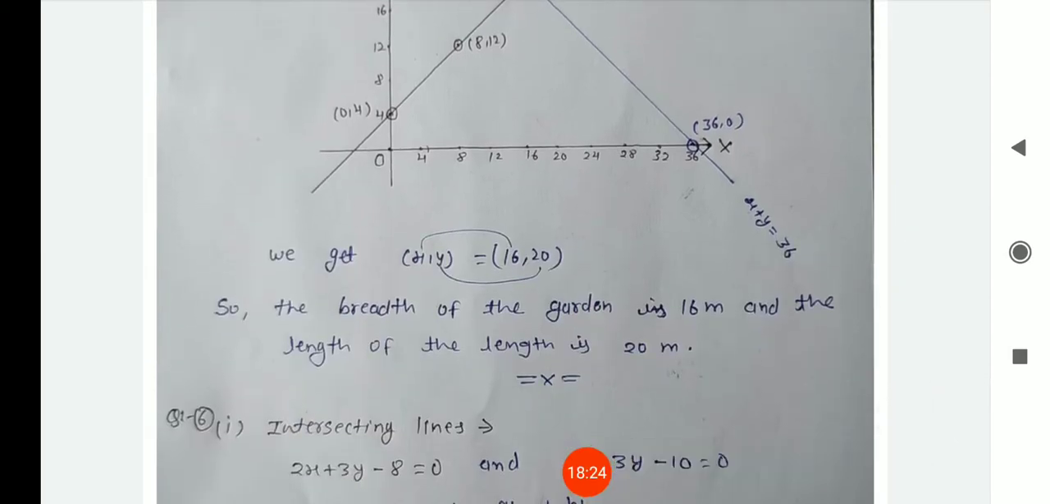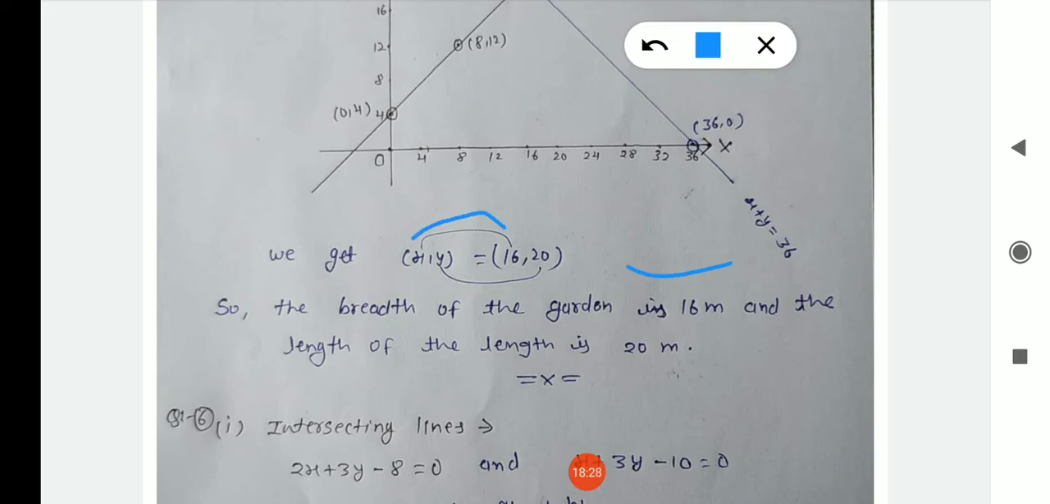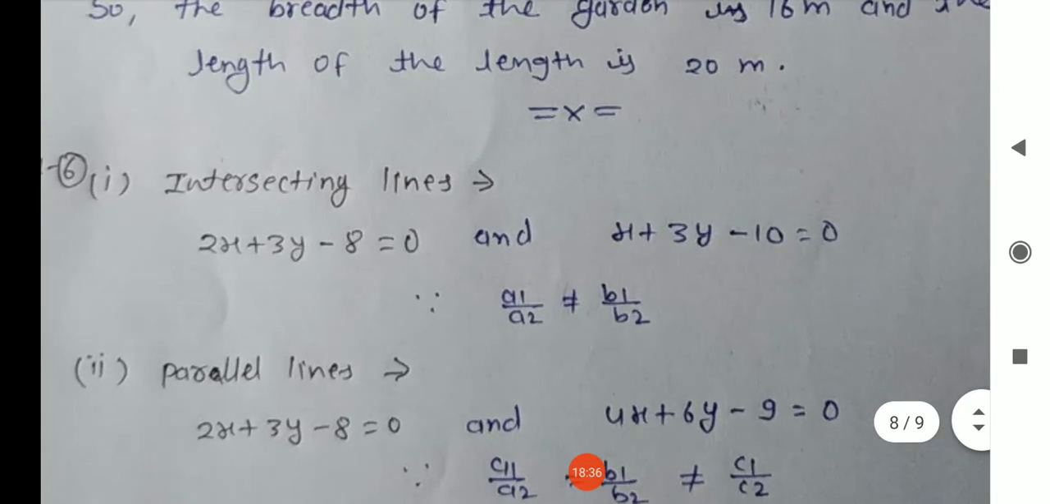So what is our dimension? Breadth of the garden, we let x. So x is 16. So breadth of the garden is 16 meters and length of the garden is 20 meters. Okay. Now question number 6 is very easy.